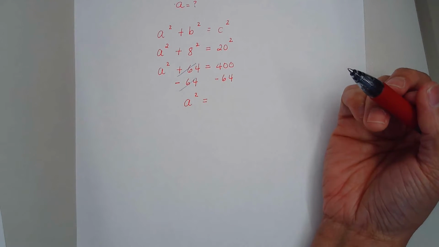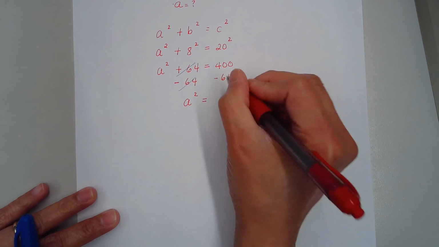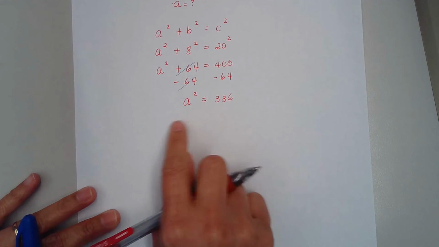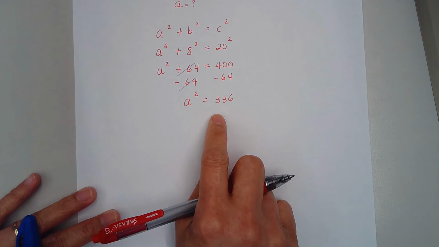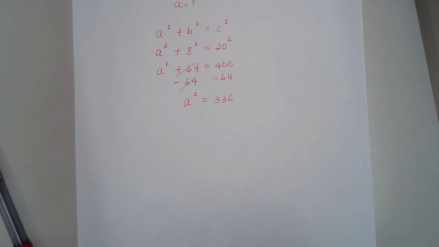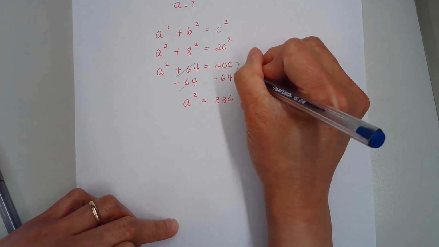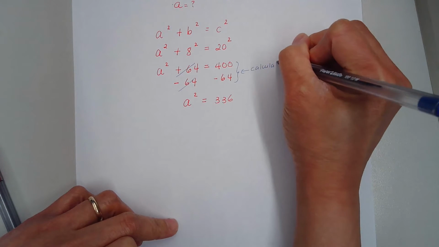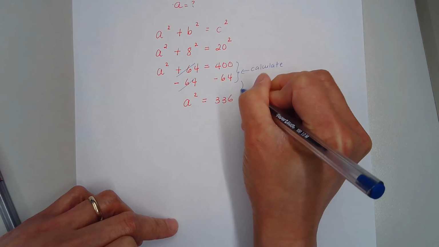We can work it out. 336. Is everybody okay here so far? So these ones, we gotta work this out. Calculate. And then that will give you that answer.